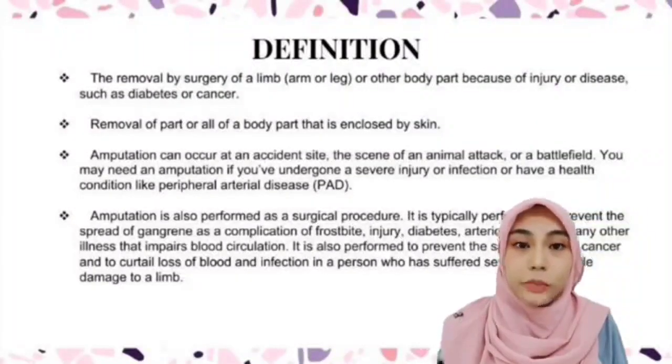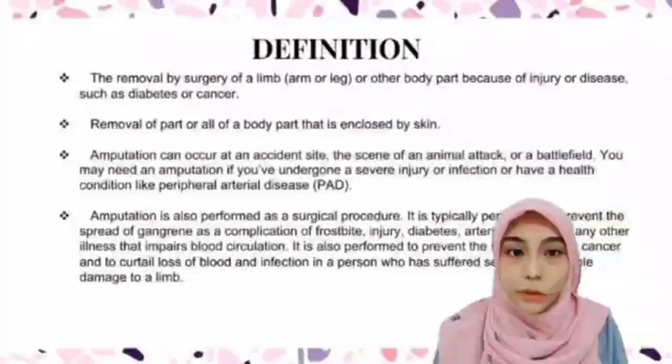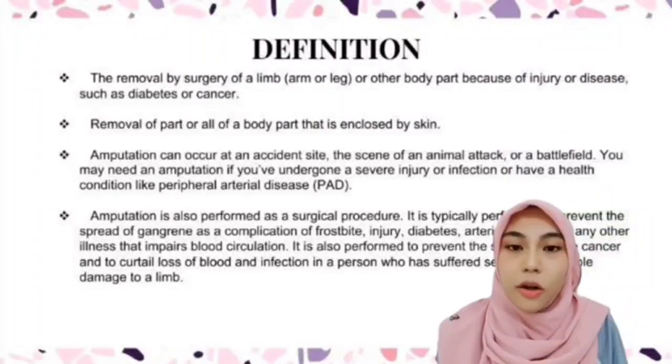It is typically performed to prevent the spread of gangrene as a complication of frostbite injury, diabetes, arteriosclerosis, or any other illness that impairs blood circulation. It is also performed to prevent the spread of bone cancer and to curtail loss of blood and infection in a person who has suffered severe irreparable damage to a limb.